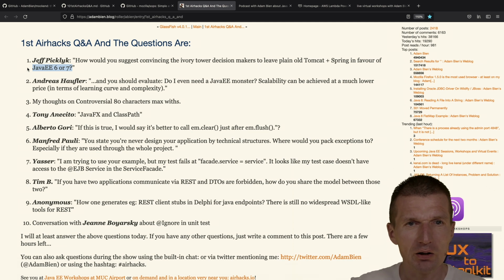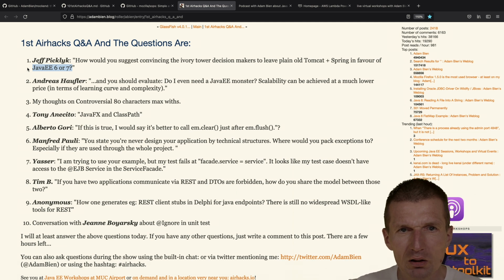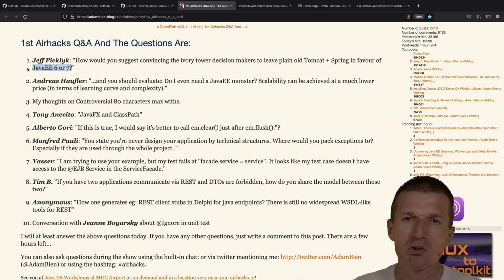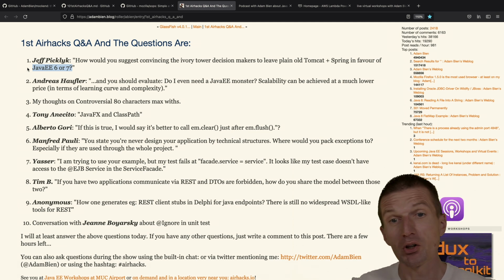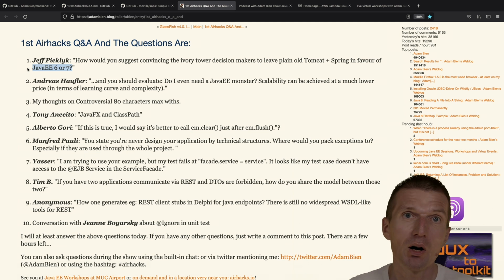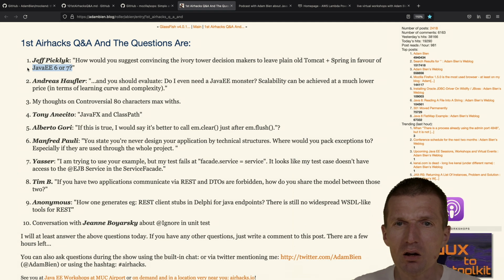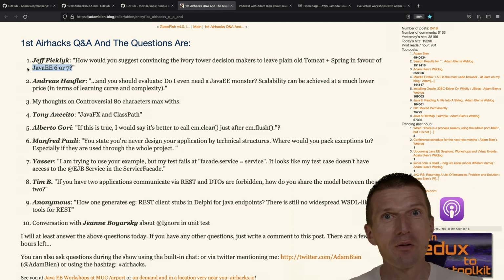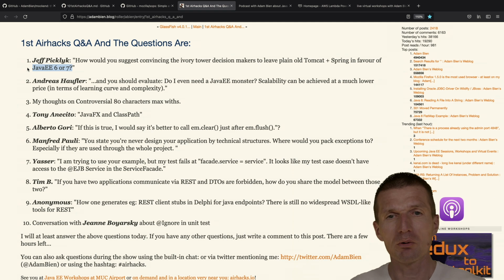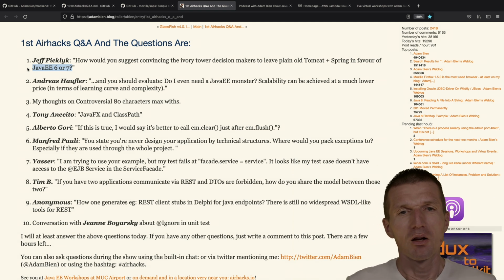So Andreas asked the opposite: you should evaluate, do I need a Java EE monster? Scalability can be achieved at much lower price. What's interesting is, for me, Java EE was never about scalability, more about simplicity, I would say. There is nothing in Java EE about scalability. Maybe thread pools are the only thing which Java EE supports for scalability. Anything else is, how to call it, necessary plumbing, right?